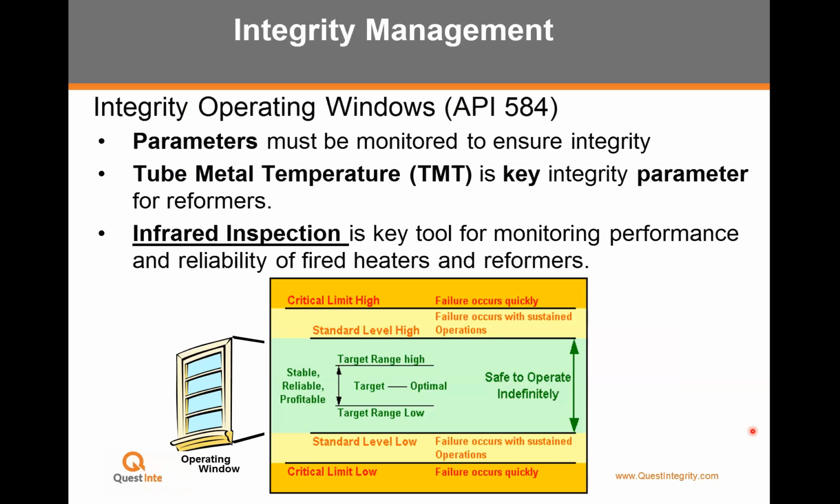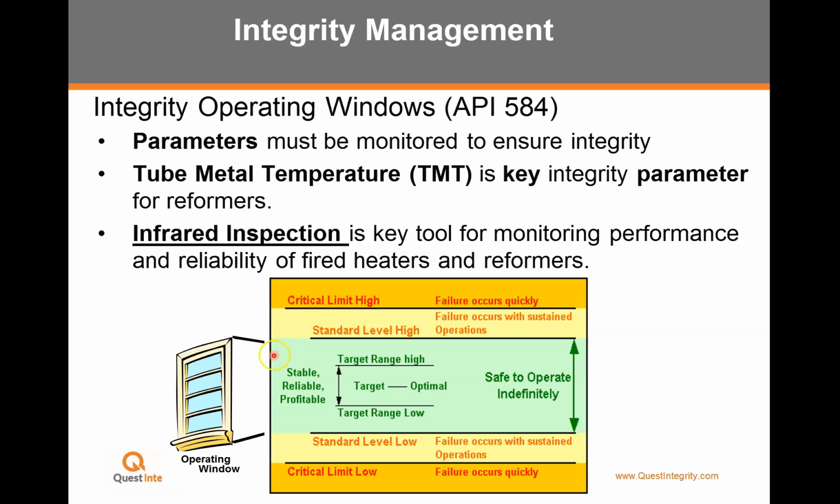So why do we care so much about temperatures? Well, according to the Integrity Operating Windows, or API 584, there are certain parameters that we have to monitor to ensure tube integrity. One of those, which is a key parameter, is the tube metal temperature. Infrared inspections are key tools for monitoring the performance and reliability of the fired heater because they help us understand the tube metal temperature. And what we're trying to say is we want to be operating in this safe zone here where you see the green.